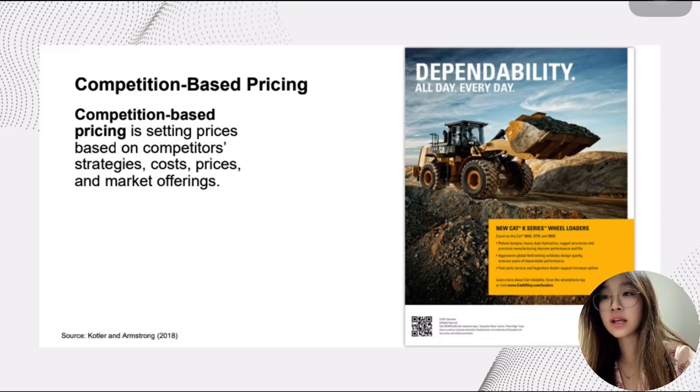Competition-based pricing takes a completely different approach. Instead of looking inward at cost, you look outward at competitor strategies, prices, and offerings. Caterpillar exemplified this with "dependability all day, every day." They position as superior in reliability, allowing premium pricing. This presents a fundamental shift. Rather than asking, what do we need to charge? Competition-based pricing asks, what will the market bear relative to alternatives?